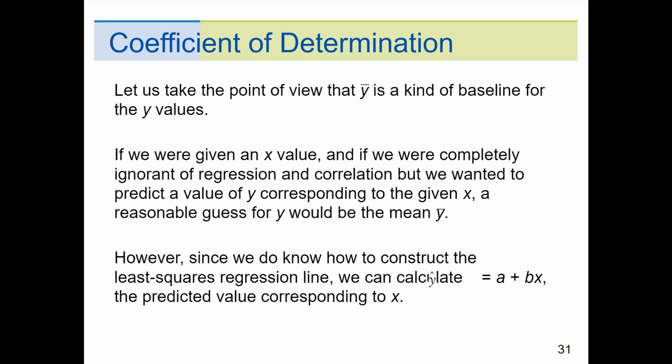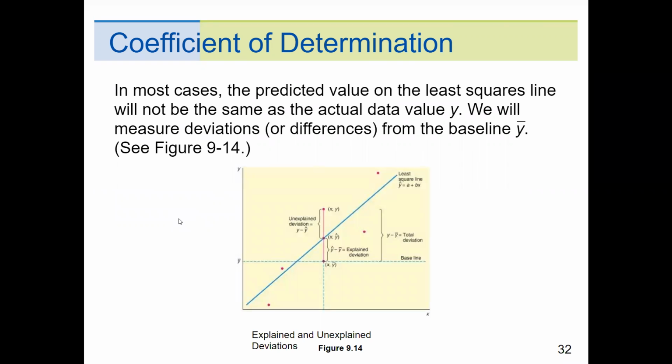Let us take the point of view that y bar is a kind of baseline for the y values. If we were given an x value and we were completely ignorant of regression and correlation, but we wanted to predict a value of y corresponding to a given x, a reasonable guess for y would be the mean, y bar. However, since we do know the construct of the least squares regression line, we can calculate y hat equal to a plus bx, the predicted value corresponding to x. In most cases, the predicted value of the least squares line will not be the same as the actual data value y. We will measure deviations or differences from the baseline y bar.